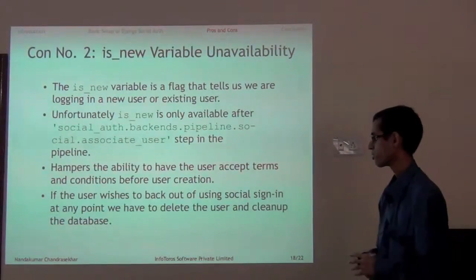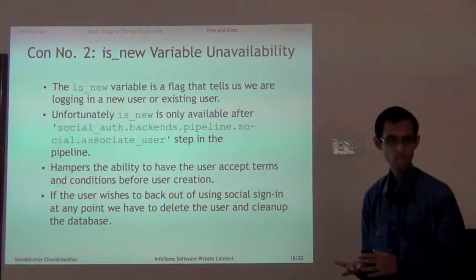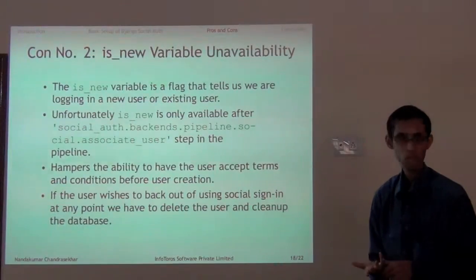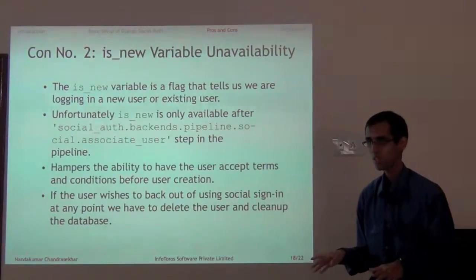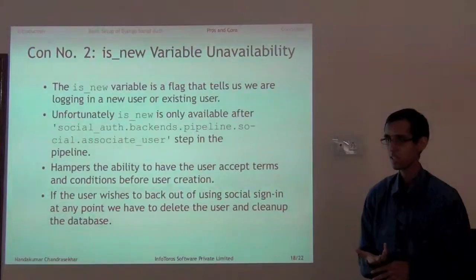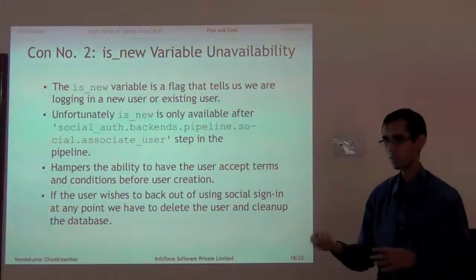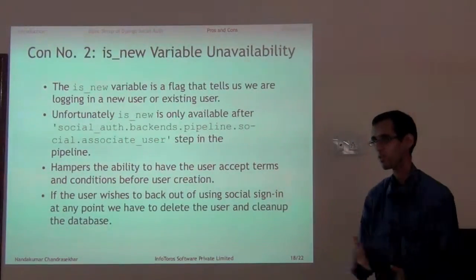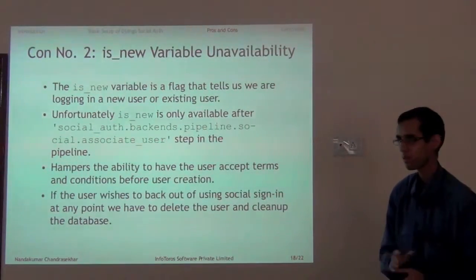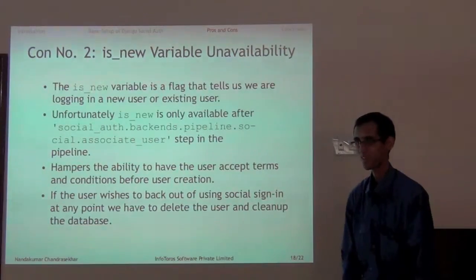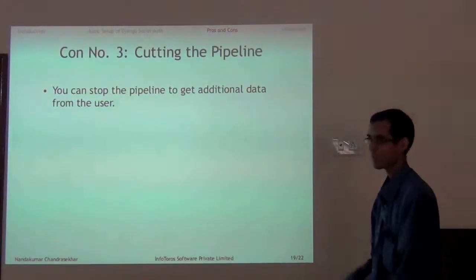So, if the user wants to back out of the operation, doesn't want to use social auth, you have to go back, delete the user, clean up the database, and all that stuff. If you want to add that extra functionality, they want to back out. Because if they don't want to back out, then don't worry about it. But I think this is the major difference.